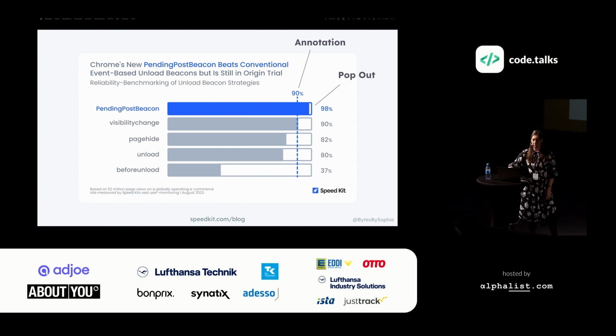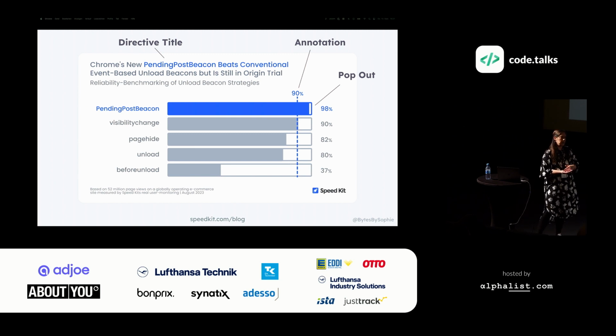So it's the best result, but also the new kid on the block, which is why we wanted to highlight it. And then we have the directive title here. And this is basically, like I said, just summarizing what the chart is already telling, but then also giving this additional information that this new approach is currently still in origin trial. So it's a test phase, basically, and cannot yet be used everywhere. But it is something that you should look out for in the future.